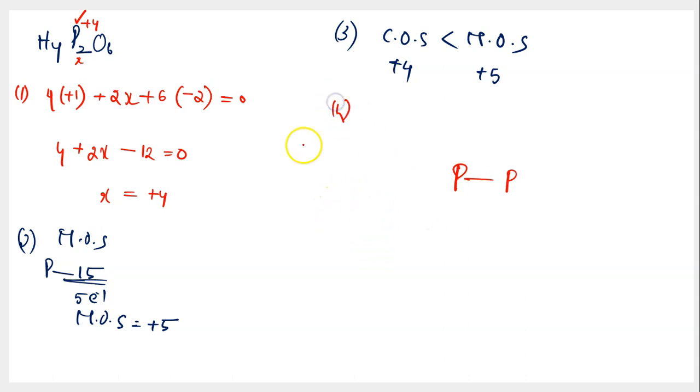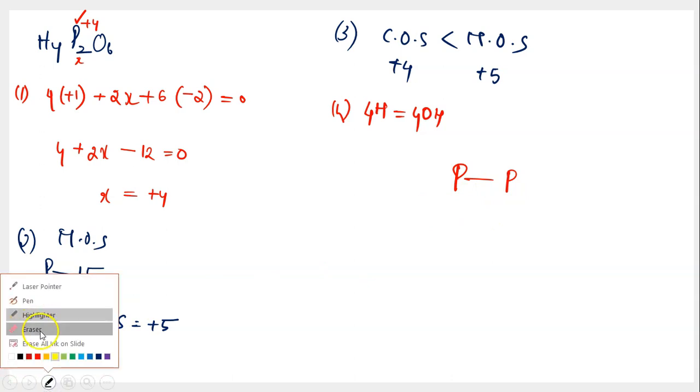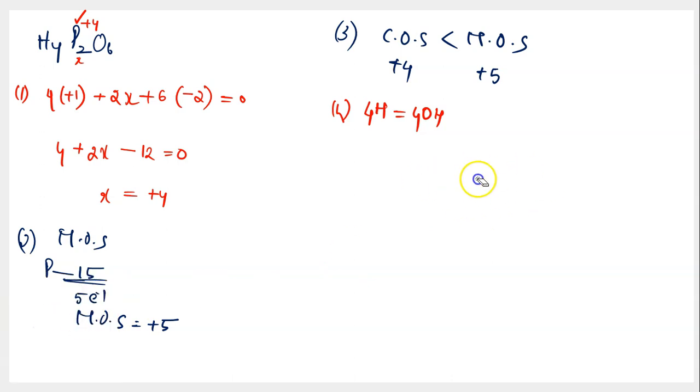And what is step 4 all about? Step 4 is about how many hydrogens do you have? We have 4 hydrogens in the formula, which is equal to 4 hydroxy groups. So 4 hydrogens is equal to 4 hydroxy groups. Alright. So you will be having 4 hydroxy groups in this particular molecule. Now using all of these details, let us draw the structure of H4P2O6.